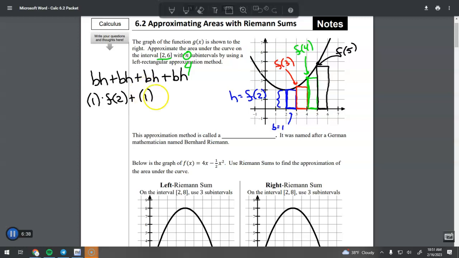Plus, my next base is 1. And the height of that rectangle is f of 3. Plus, my next base is 1 times f of 4 plus 1 times f of 5. That would be a left-hand rectangular approximation method. LRAM. Is that overestimating or underestimating the actual area? Under. Why?